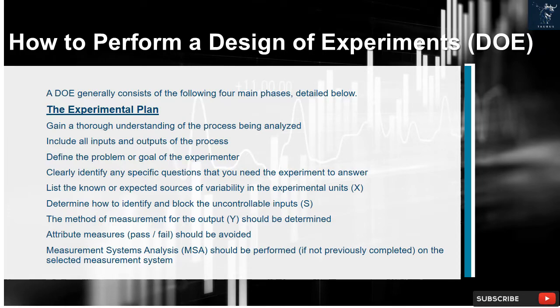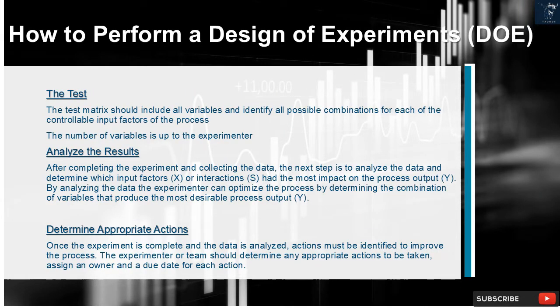The method of measurement for the output, Y, should be determined. Attribute measures, pass, fail, should be avoided. Measurement systems analysis, MSA, should be performed, if not previously completed, on the selected measurement system. The test matrix should include all variables and identify all possible combinations for each of the controllable input factors of the process. The number of variables is up to the experimenter.